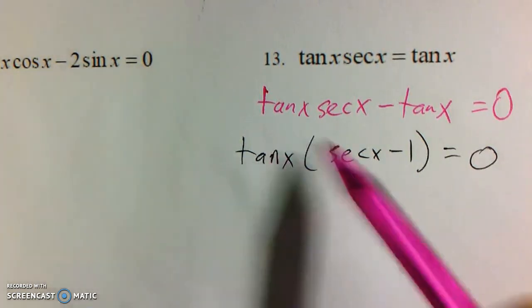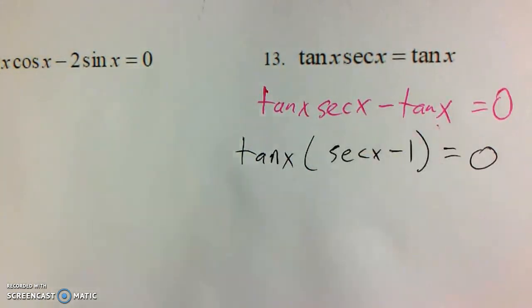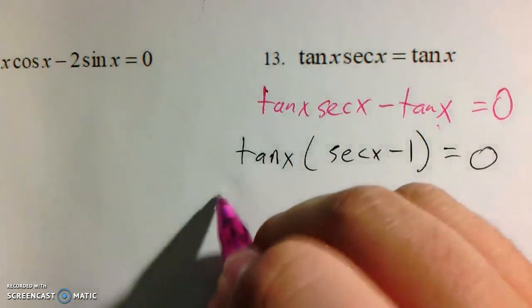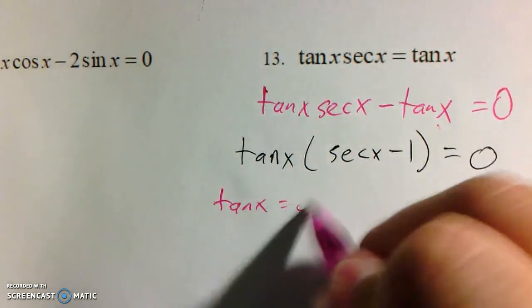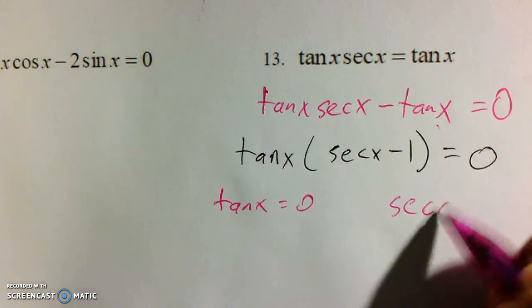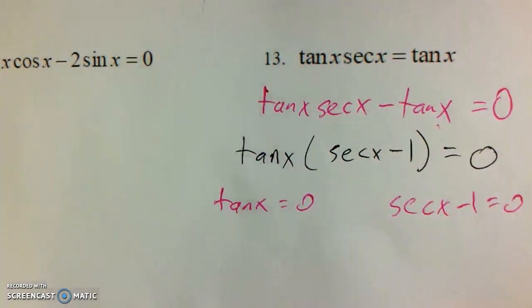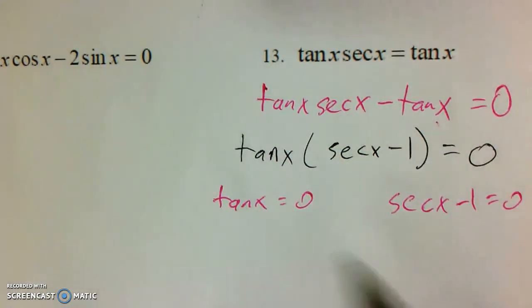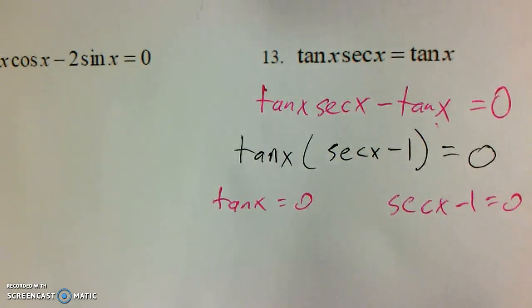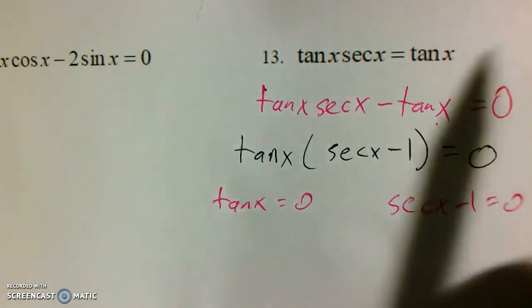Okay. Again, if we multiplied it back in, we would end up with what we started with. So now each of those equals 0. Tangent x equals 0. Secant x minus 1 equals 0. And then you want to solve both of those. Okay, so whatever gives you tangent is 0, and whatever gives you secant is positive 1.